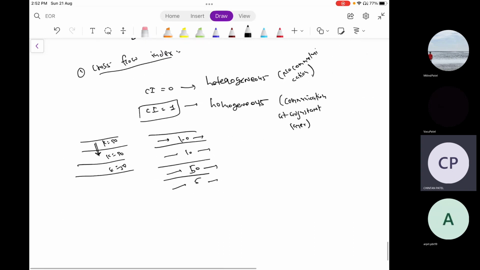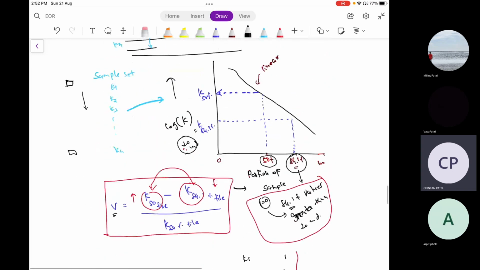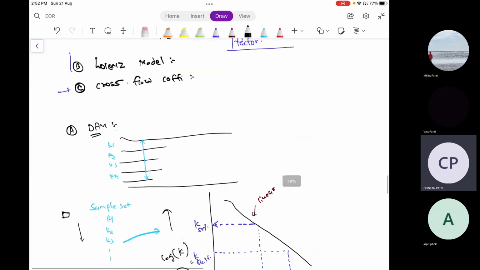So these three terminologies can be directly asked in the examination. You have to remember these. All are very simple.